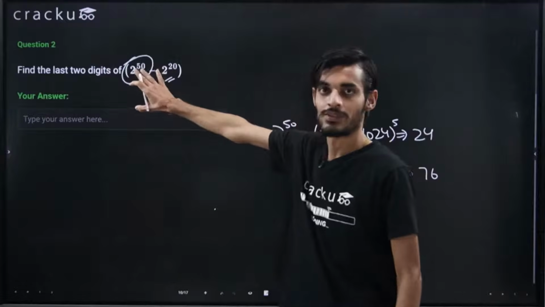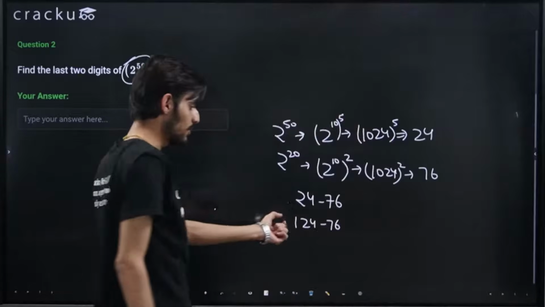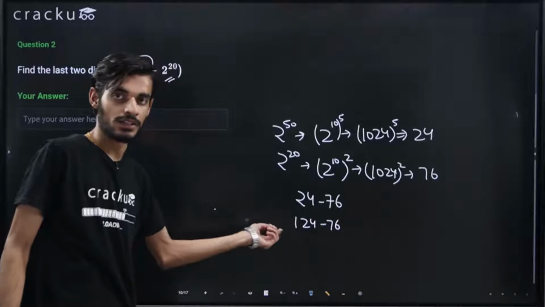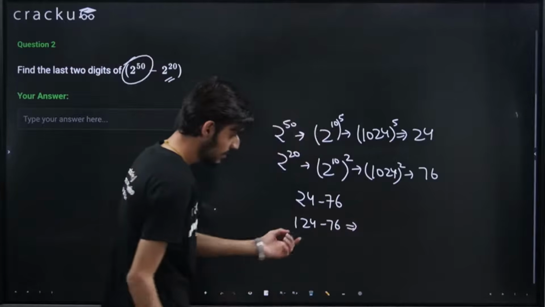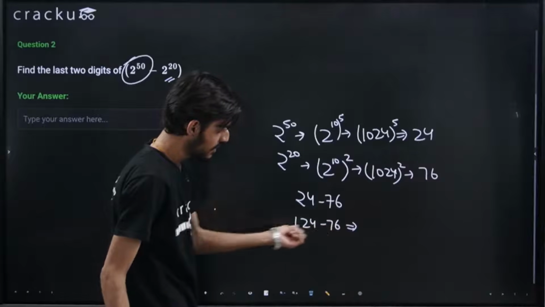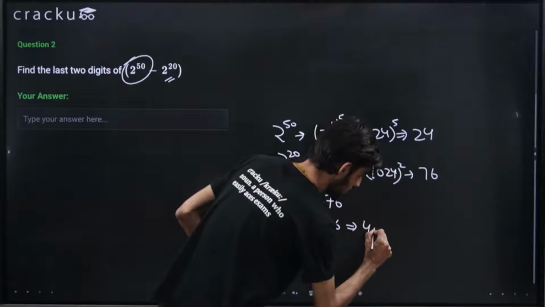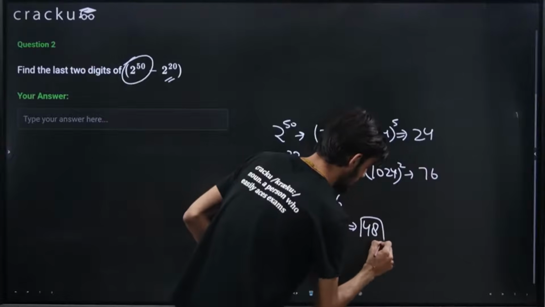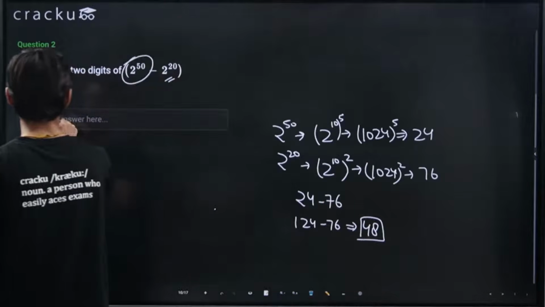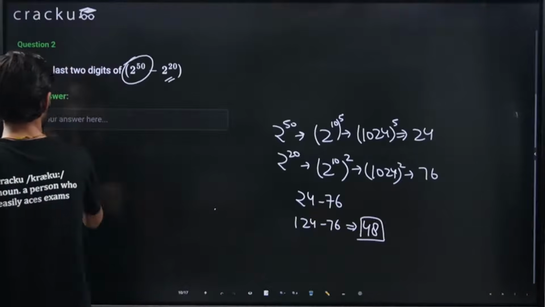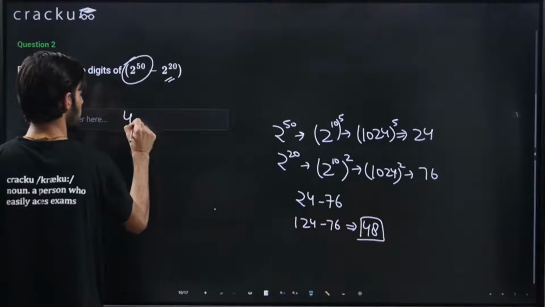It is 2 raised to power 50, so it will be a larger value. So we can take one carry from the hundreds place term and subtract it. So this will come out to be 124 minus 76, that is 48. So the last two digits of this subtraction will be 48. I should write it here so that it is visible.